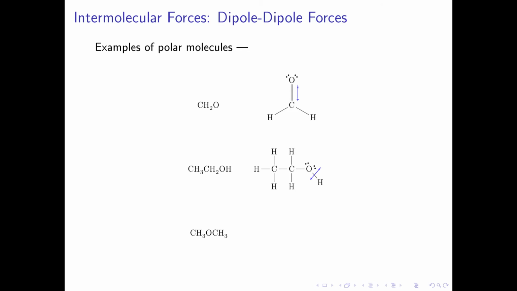The third molecule is dimethyl ether, and has the following Lewis dot structure. Again, the tetrahedral CH3 groups do not generate a tremendous amount of polarity. It is the two lone pairs on the oxygen that generate the dipole moment in this case.